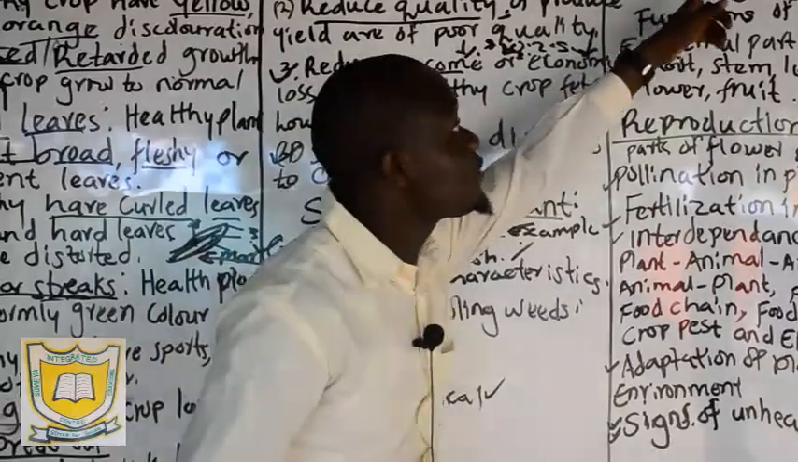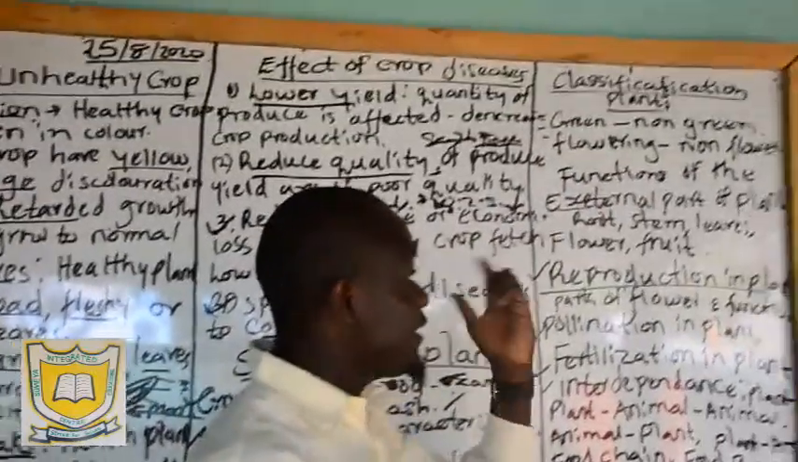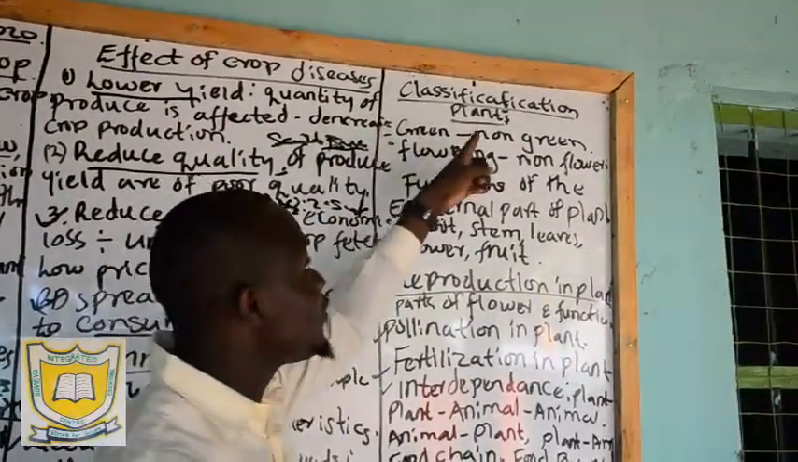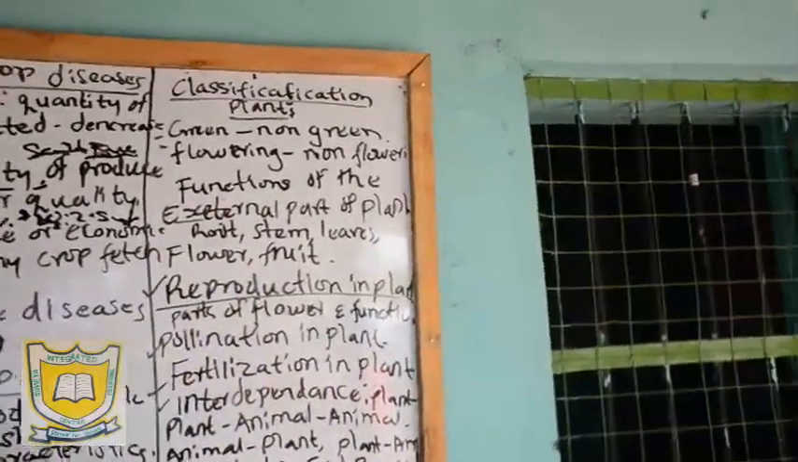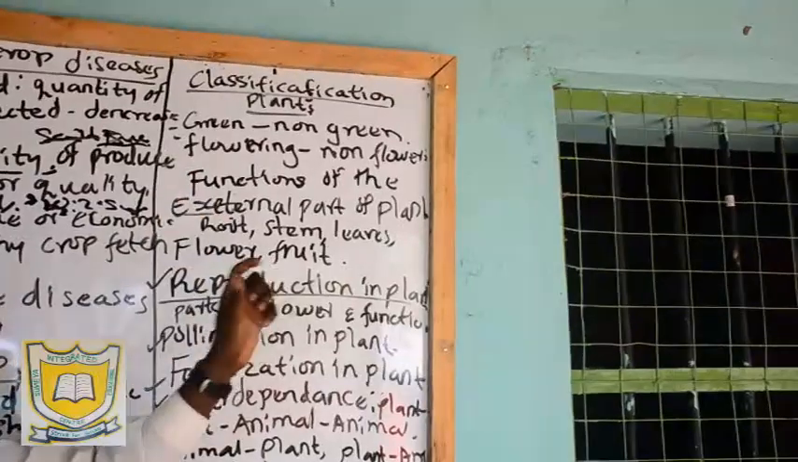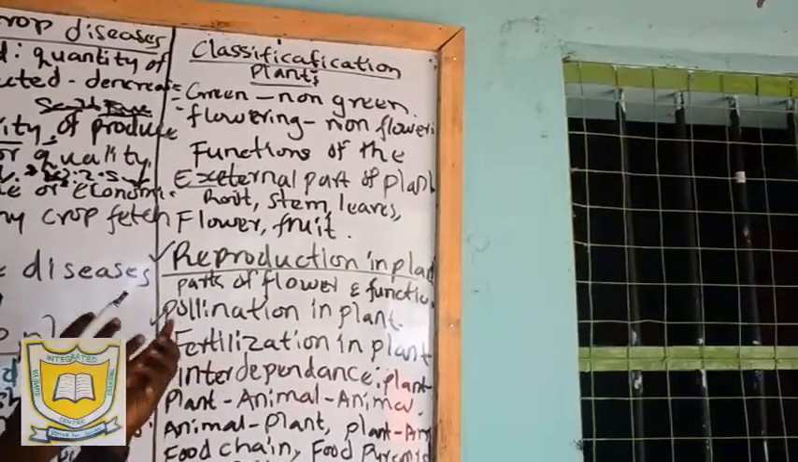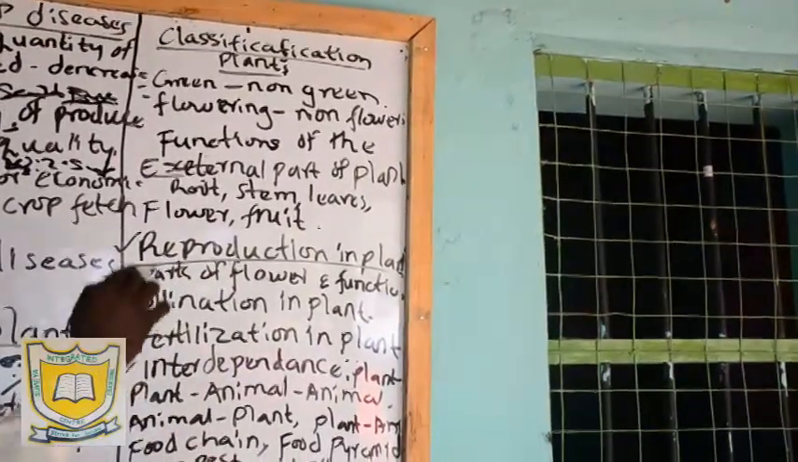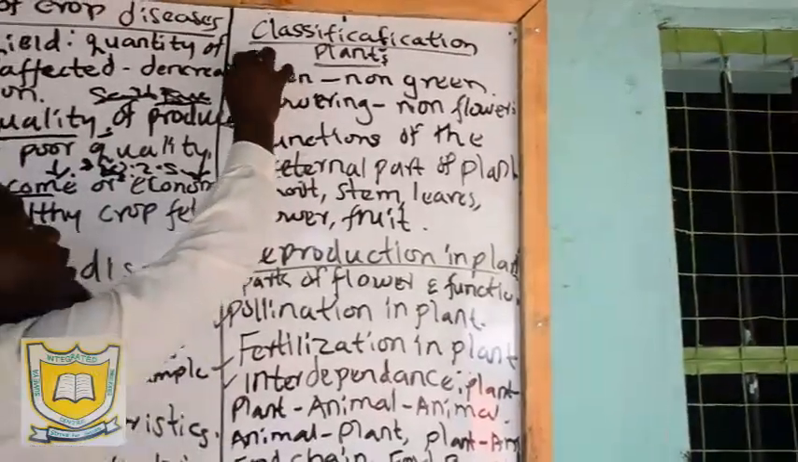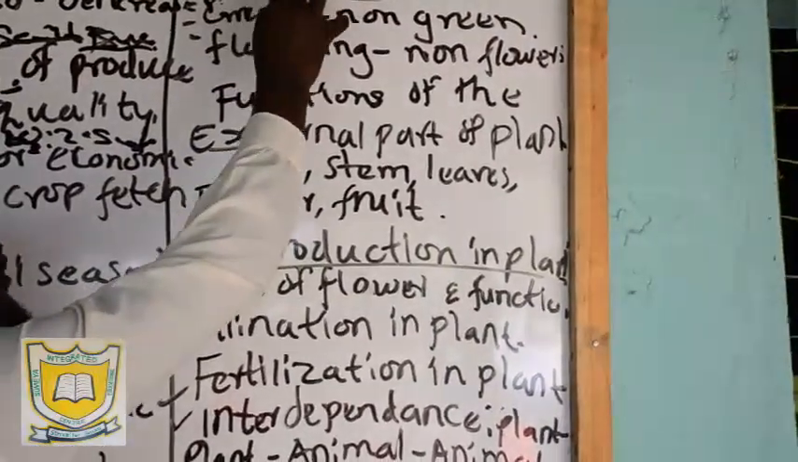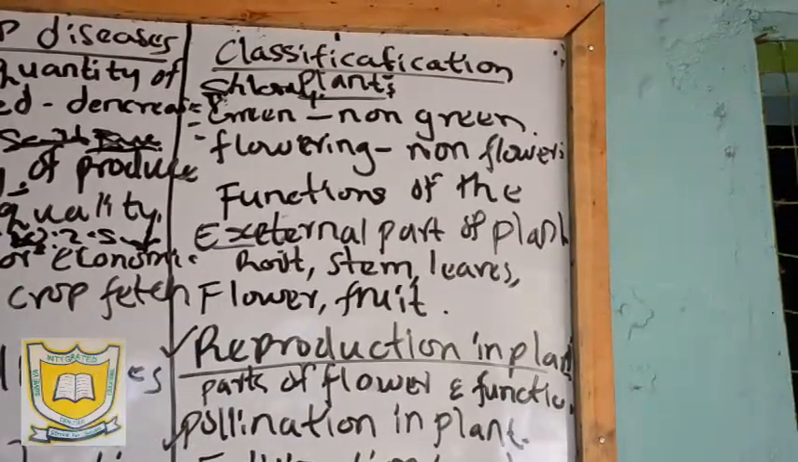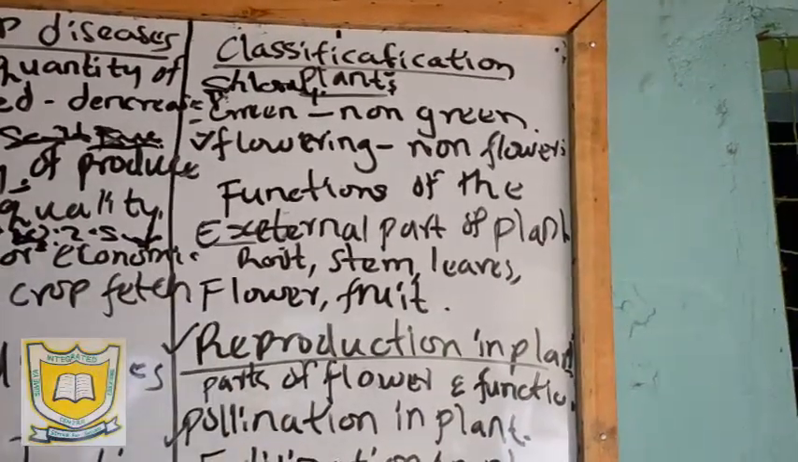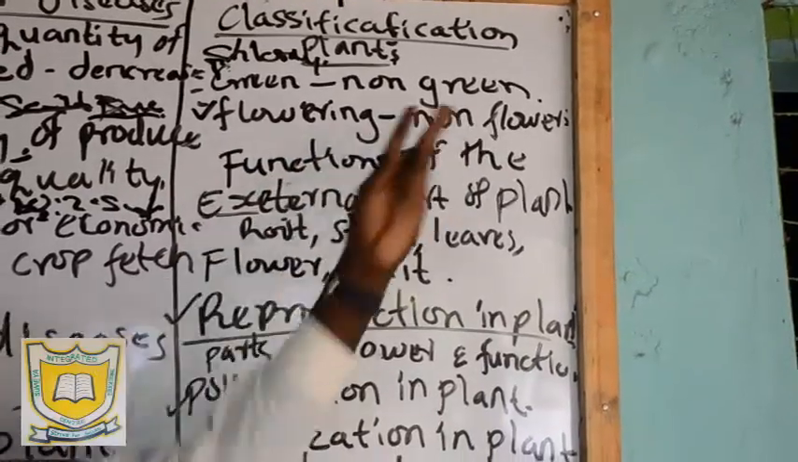Then we also moved to classification of plants. Still on plants, you have to understand very well how plants are classified in different groups. We said we classify plants according to whether they are green or non-green. And considering green or non-green, we said you look at the chlorophyll. The chlorophyll, we said, is the green pigment of the leaf of the plant. You can also classify plants as flowering or non-flowering.